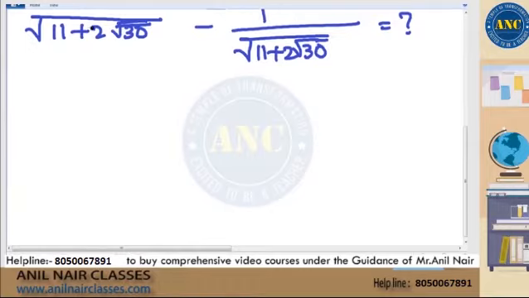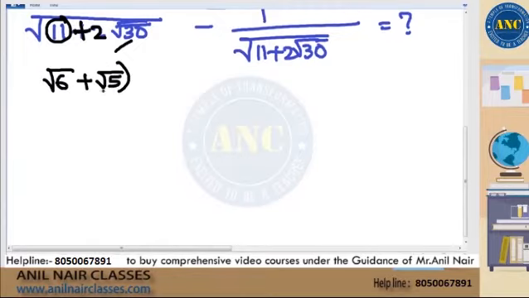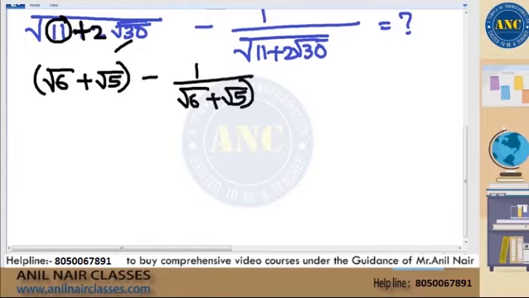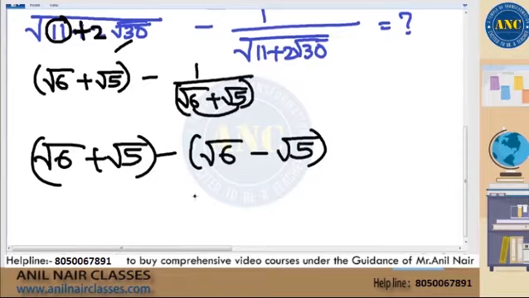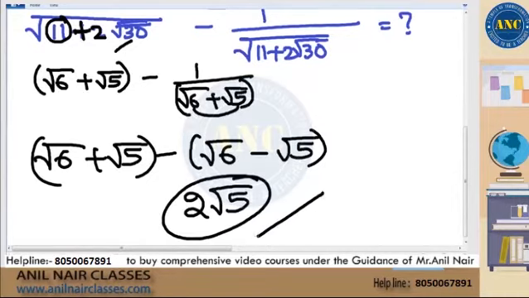Root 30, first of all, this 2 is there, thanks for it. Root 30 is root 6 into root 5. 6 plus 5 is anyway 11 only. That means because there is plus here, I can directly write it as root 6 plus root 5. This is minus 1 by root 6 plus root 5. If I rationalize, 6 minus 5 is 1 in the denominator. Numerator will be root 6 minus root 5. Directly you will get the answer, sir. You will solve so fast and you will realize that you are extraordinary in solving these questions. 2 root 5 should be the answer.